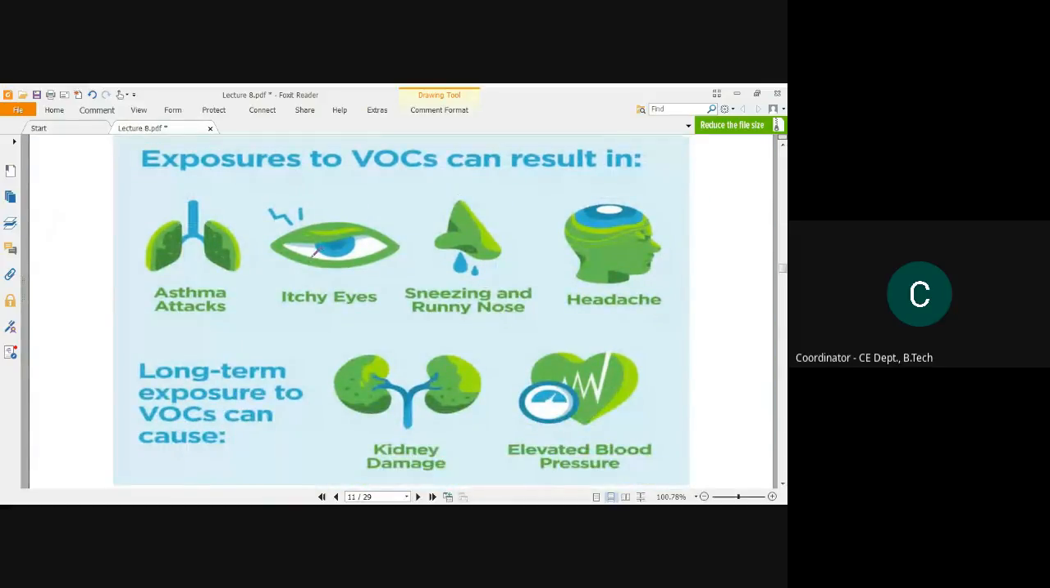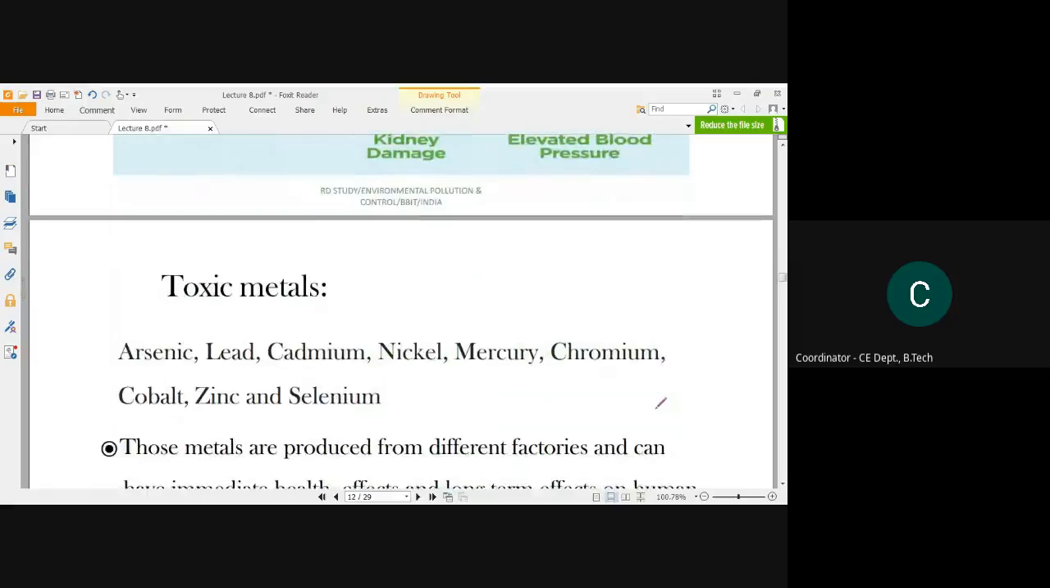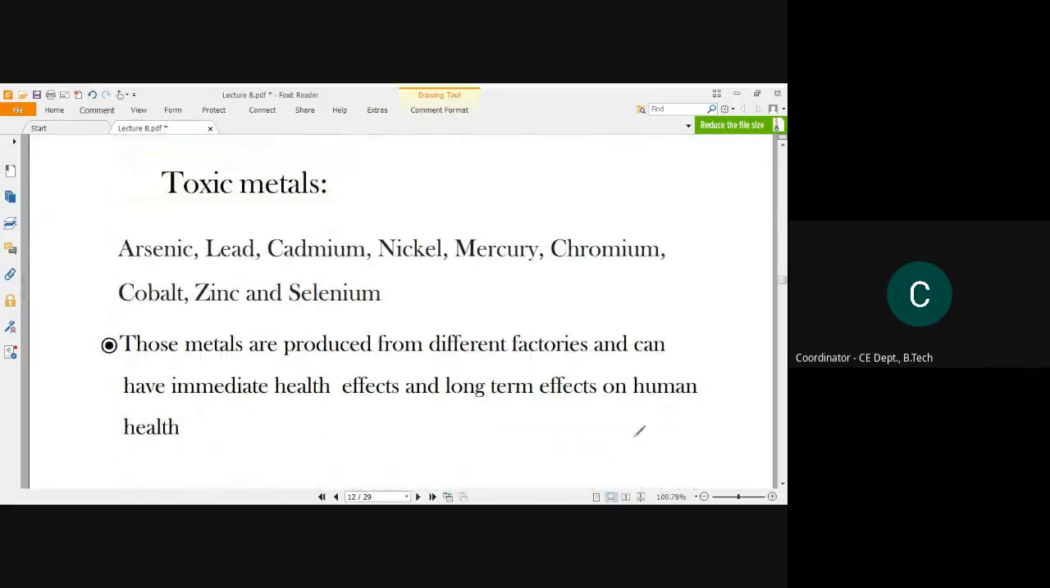So exposure to VOCs can result in asthma attacks, itchy eyes, sneezing and runny nose, headaches, and due to long-term exposure, it can cause kidney damage and elevated blood pressure. Okay, next.